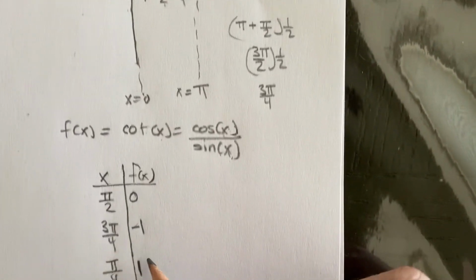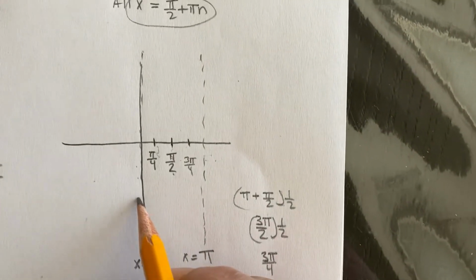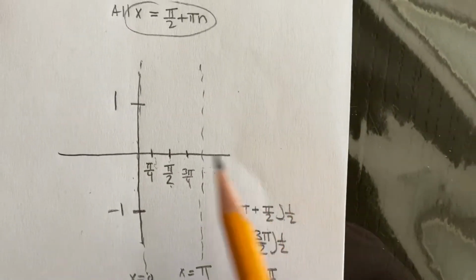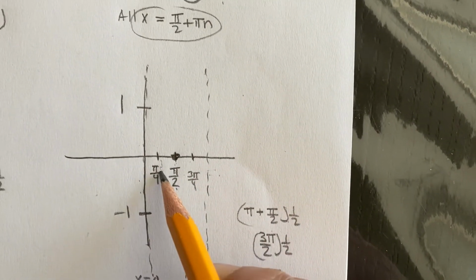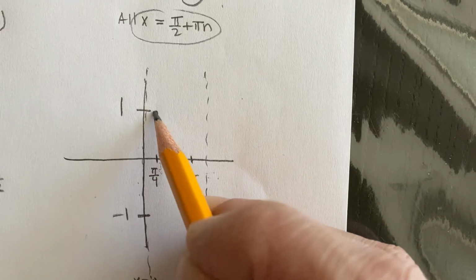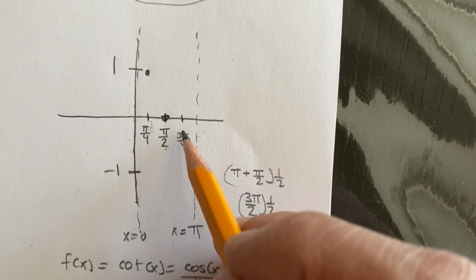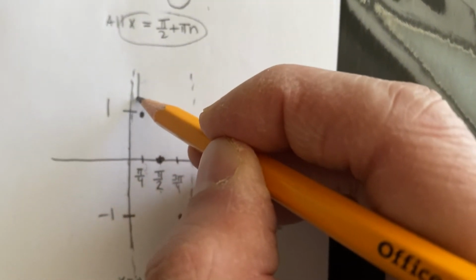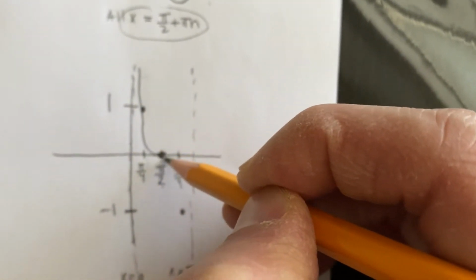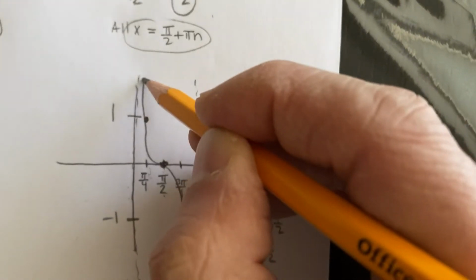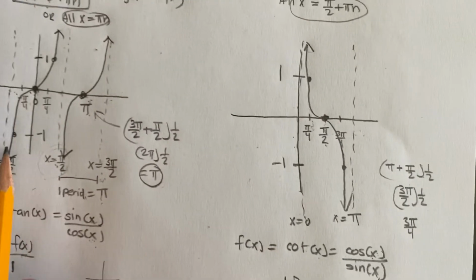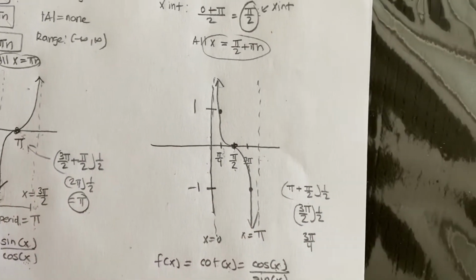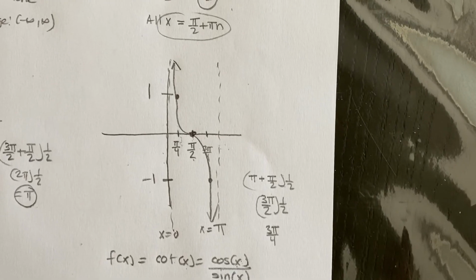And it looks like my y is going to go from negative 1 to 1. So I'm going to write that in. At pi over 2, it's 0. At pi over 4, it's positive 1. At 3 pi over 4, it's negative 1. And now you have the shape of the graph. It's going to look something like this. Basically the opposite of your tangent function. It kind of gets flipped across the y-axis, if you will, and phase shifted as well.